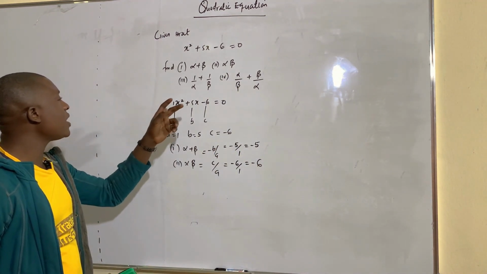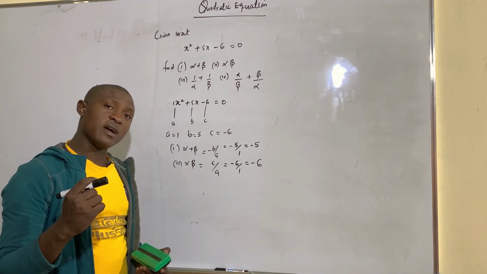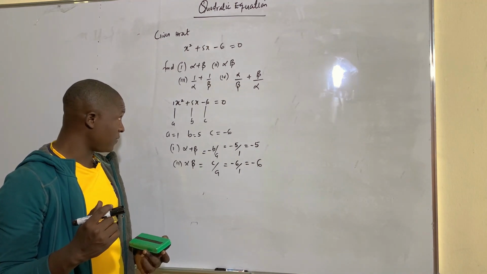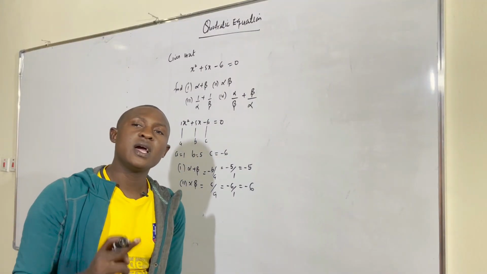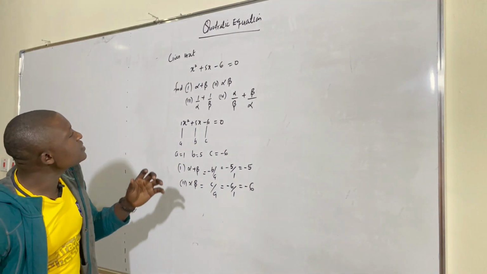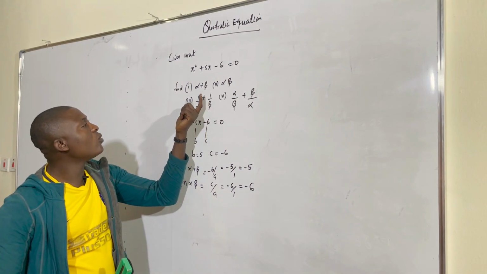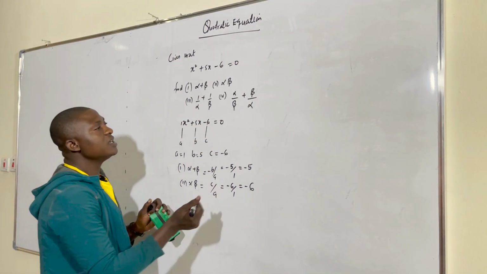So the next problem, we have to find 1 over alpha plus 1 over beta. Recall, we derived a formula on how to find alpha plus beta, how to find alpha beta, and how to find alpha squared plus beta squared, which means there's no standard formula for 1 over alpha plus 1 over beta, but it's very simple and straightforward using the formula.